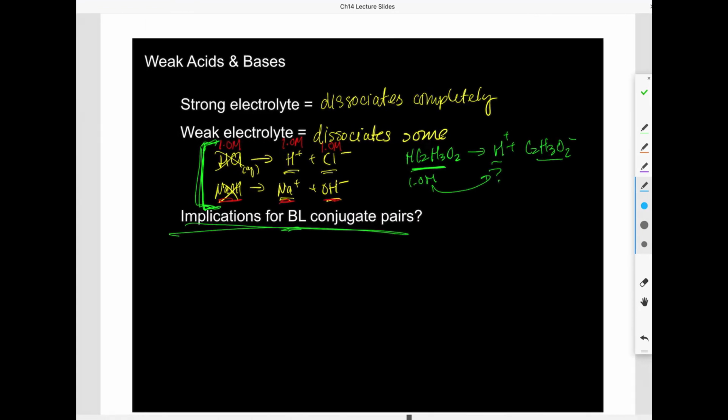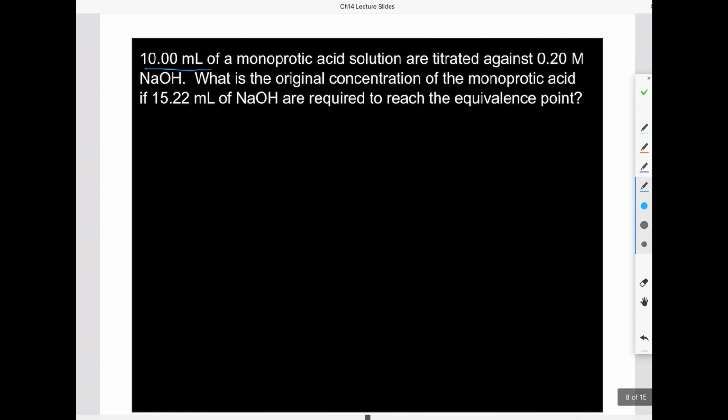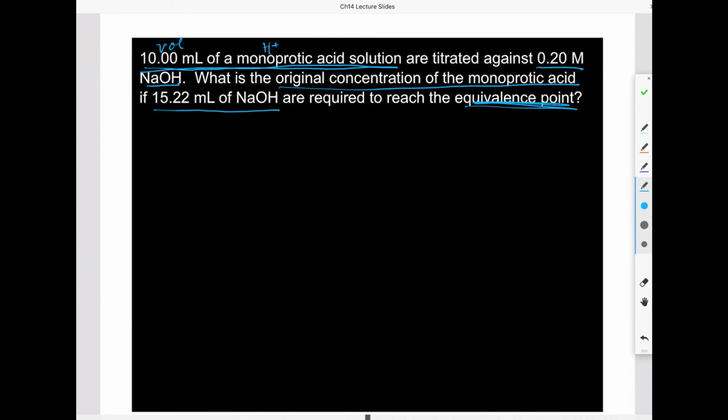All right, so let's go ahead and do a practice problem to see what this actually means in terms of math. It says that we have 10 milliliters of a monoprotic acid solution. This is my volume of acid solution, and monoprotic means there's only one H+, okay? Titrated against 0.2 molar NaOH. I would like to know the original concentration of my monoprotic acid if this much NaOH is required to reach the equivalence point. Again, equivalence point is where my moles added are equal to the moles originally present, okay?